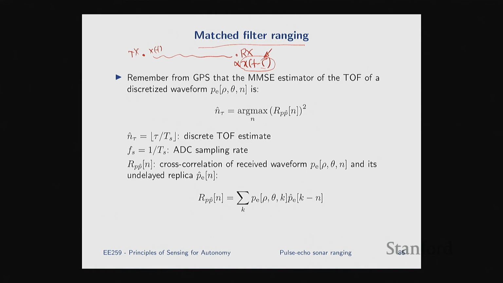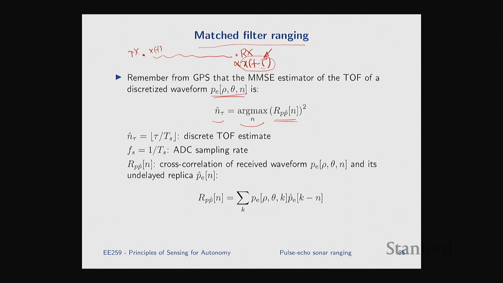You can do the exact same thing for sonar, except now your transmitter and receiver are co-located, and your tau is the round-trip delay instead of the one-way delay between the transmitter and the receiver. So you receive some echo waveform, and because you transmitted it yourself, you know what waveform it is, so you can generate a local replica of it and correlate the two. Then find the peak in your correlation, which is the argmax of the correlation squared, or the absolute value of the correlation, and that gives you your round-trip time of flight estimate.